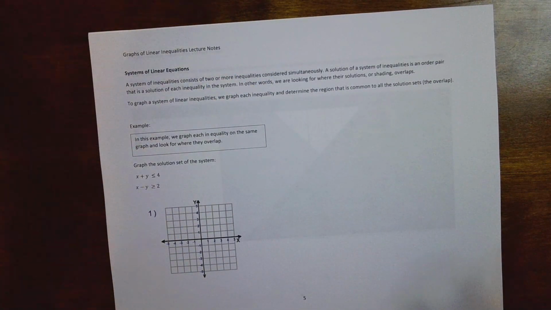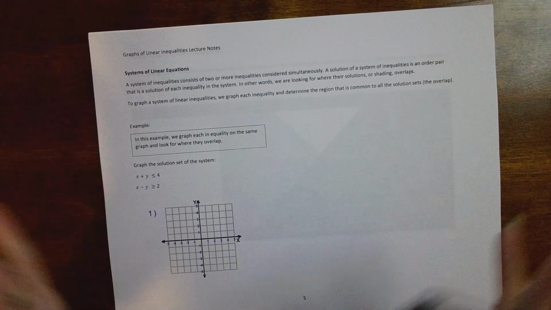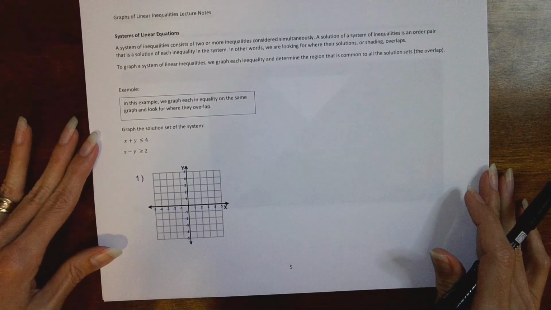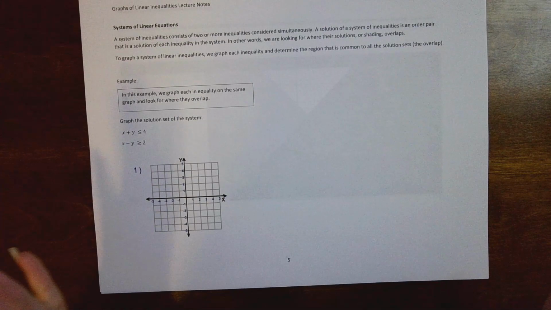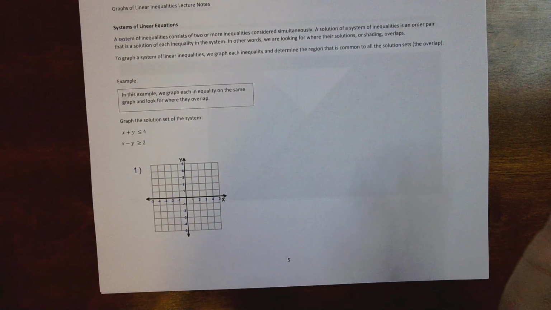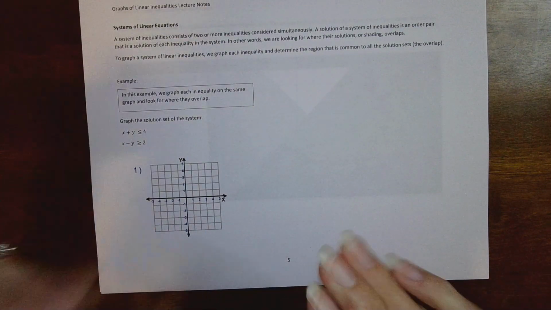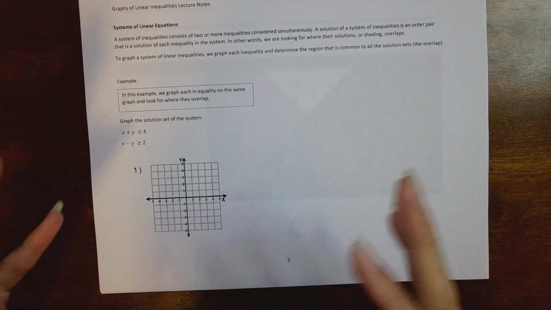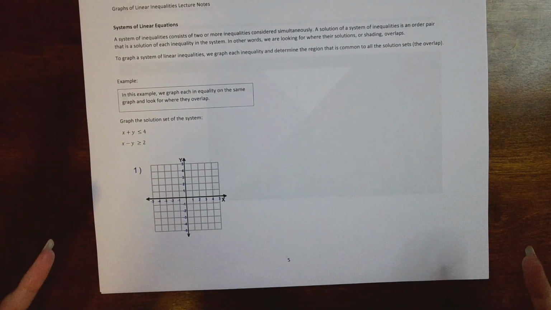Alright, so just like a video game, we get one level done, and the next level comes out faster and harder. So now we want to solve systems of linear inequalities. This is where both lines are true at the same time. It's kind of like a Venn diagram. You want to know where they overlap. So a system of inequalities consists of 2 or more inequalities considered simultaneously. A solution of a system of inequalities is an ordered pair that is a solution of each inequality in the system. In other words, we're looking where the solutions or shading overlaps.